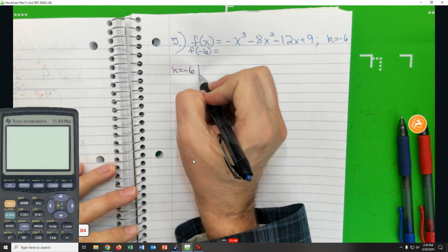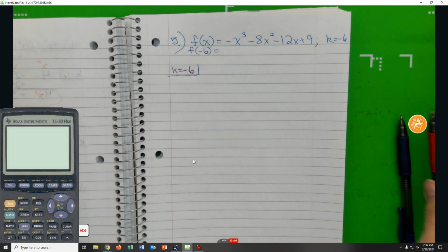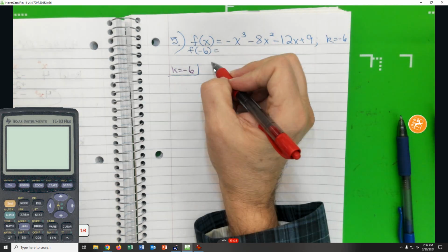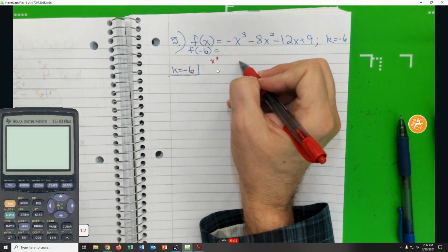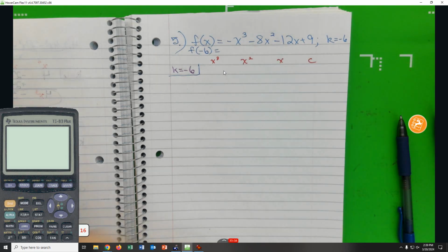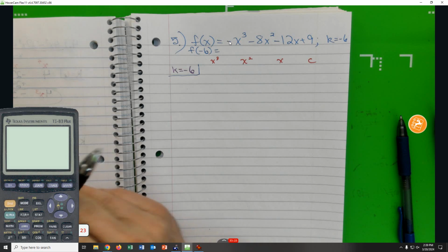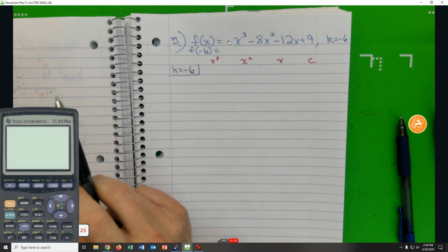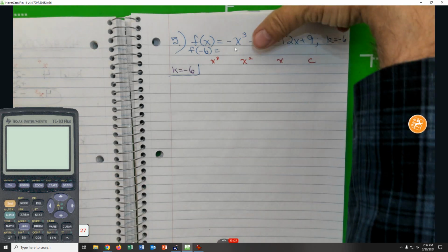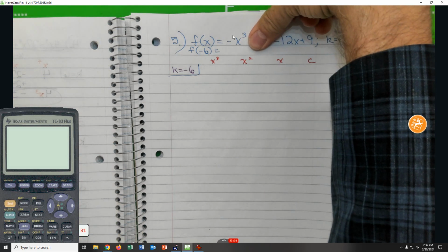There's k is -6, and I have, what's the biggest exponent? X cubed, x squared, x, and finally my constant. I fill in the coefficients, and this is what Angelina was thinking of earlier when I said suppose a term is missing, what's the coefficient?